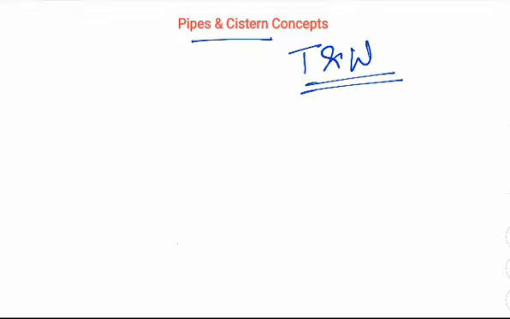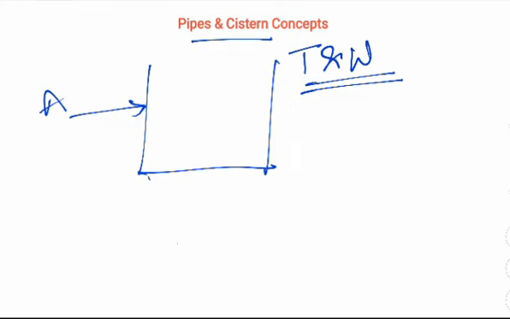So this pipes and cisterns chapter is quite similar to the time and work chapter. We usually find in this chapter that there's a tank and there's a pipe A and pipe B. Both are filling the tank either simultaneously or one after another, or maybe only one is filling the tank. And there's a drainage pipe also, let us assume it as C.